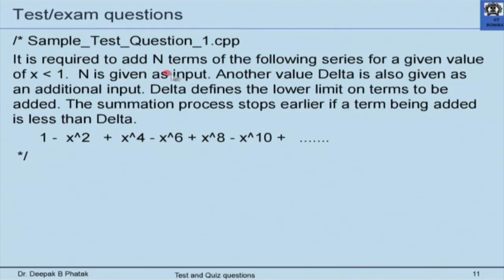It is required to add n terms of the following series for a given value of x less than 1. Note that many students will assume that since I have said for a given value of x less than 1, only a smaller value will be given. One of the important aspects of programming that must be taught to all our students is that they should programmatically verify whether the input data supplied meets the specification or not. If it does not, they are expected to terminate the program giving some error message.